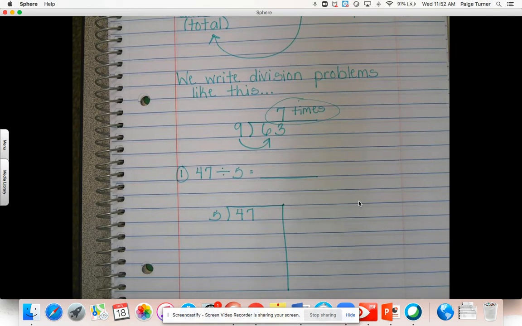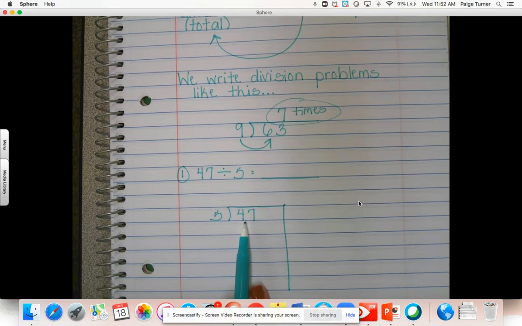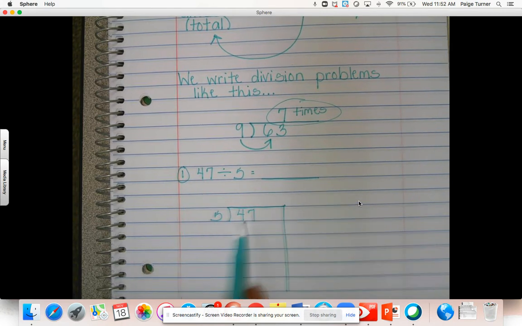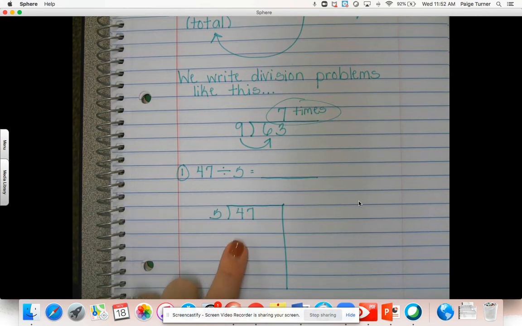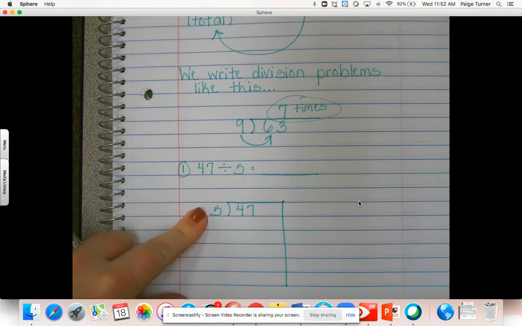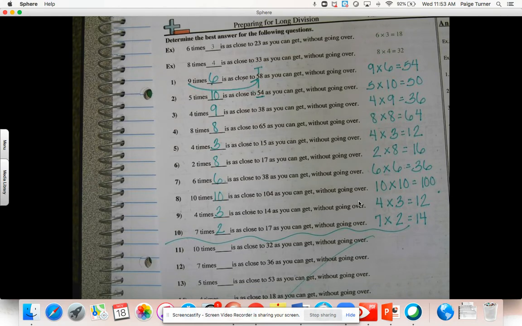Now, to do 47 divided by 5, we want to know how many times will 5 go into 47. Well, I already know that there's going to be a remainder, because 47 is not a multiple of 5. 47 is not a number that we say when we count by fives. But what we're going to do here to figure out our quotient, we're actually going to use multiplication. We're going to break down this 47 as small as we possibly can using multiplication problems, starting with the number 5. So I know, like, I can do 5 times what number to get close to 47. This is why we did this activity here, because it's all about trying to get close to that total, right?